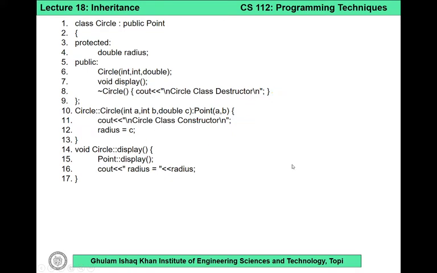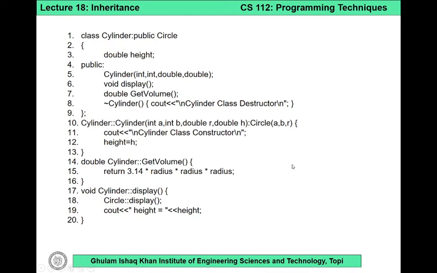The rest of the code is the same, and then we will be having a third class, which is the cylinder class, which makes the point class its base class. It has its own variable height. Rest of the code is ditto the same, with an exception. We have a destructor here displaying the message cylinder class destructor, and in the constructor we have an extra message displaying cylinder class constructor. Rest of the code is the same.